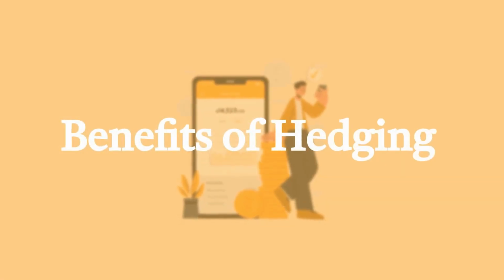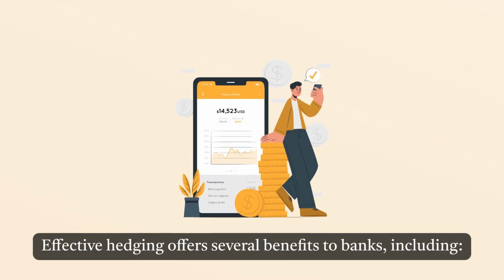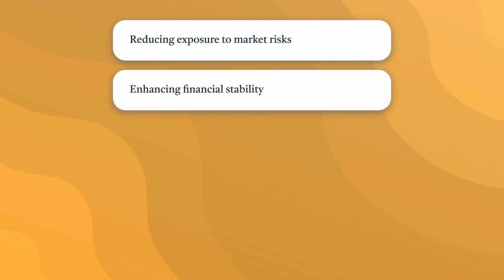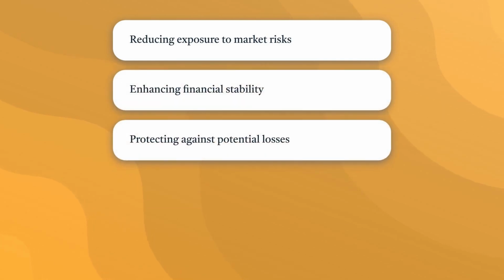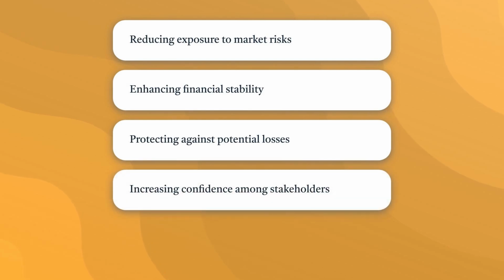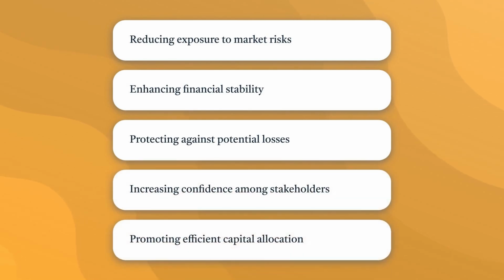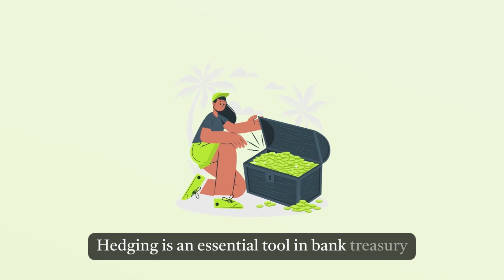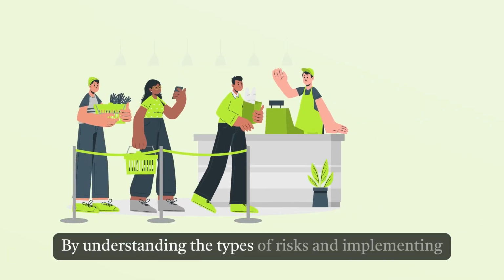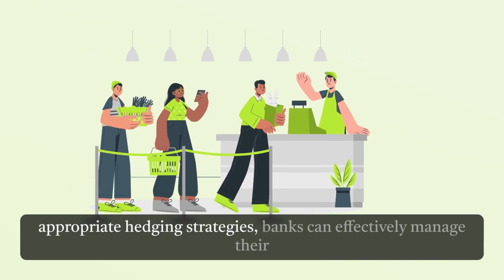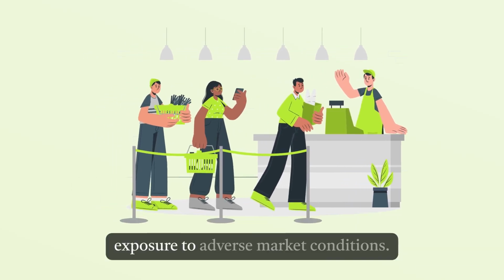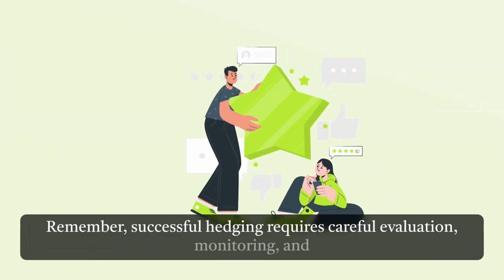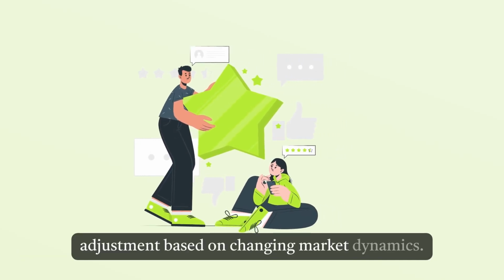Benefits of hedging. Effective hedging offers several benefits to banks, including reducing exposure to market risks, enhancing financial stability, protecting against potential losses, increasing confidence among stakeholders, promoting efficient capital allocation. Conclusion. Hedging is an essential tool in bank treasury management. By understanding the types of risks and implementing appropriate hedging strategies, banks can effectively manage their exposure to adverse market conditions. Remember, successful hedging requires careful evaluation, monitoring, and adjustment based on changing market dynamics.